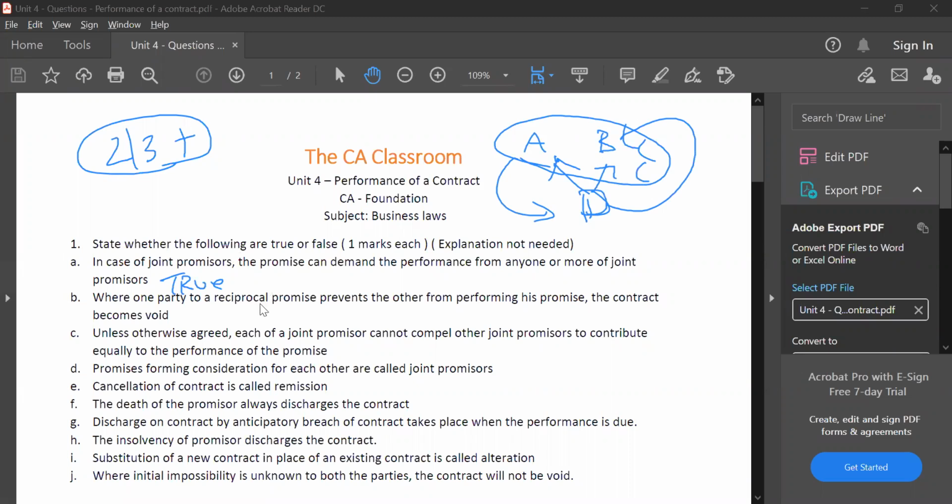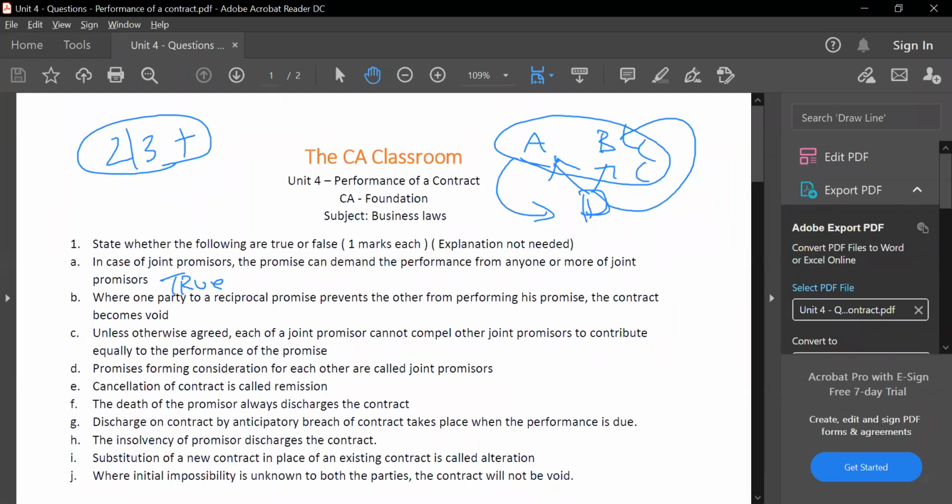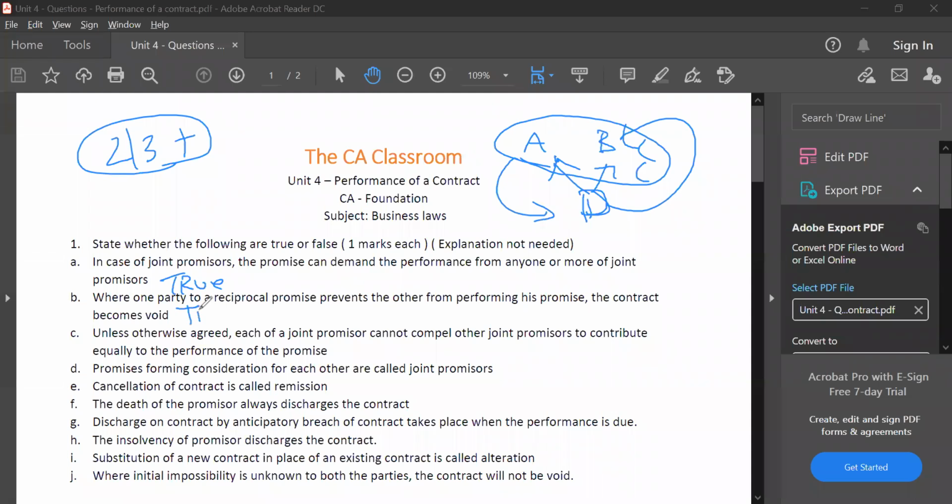Can you read the second question for us, Soumya? Okay, sir. Where one party to a reciprocal promise prevents the other from performing his promise, the contract becomes void. True, sir. Yeah, so second answer is also true. See, where one party to a reciprocal promise prevents the other one from performing his promise, the contract becomes void. So let's say A and B have entered into a contract where A is asking B to paint his house. Now, B has come on the day of the promise to paint the house, but A is stopping him from painting, saying, no, don't enter my house.